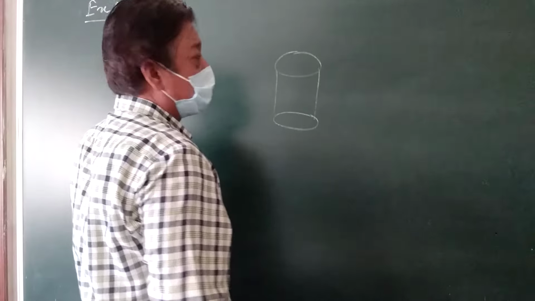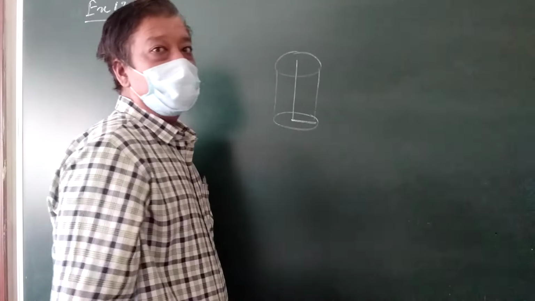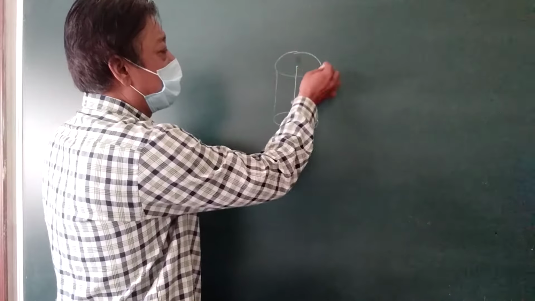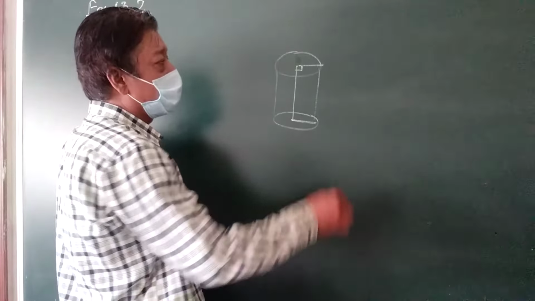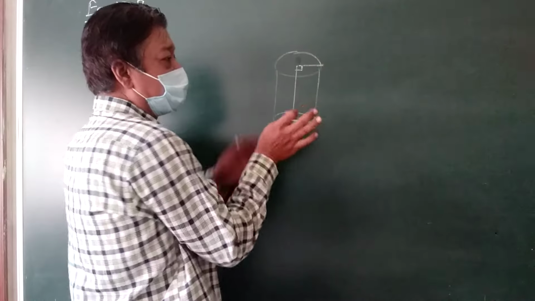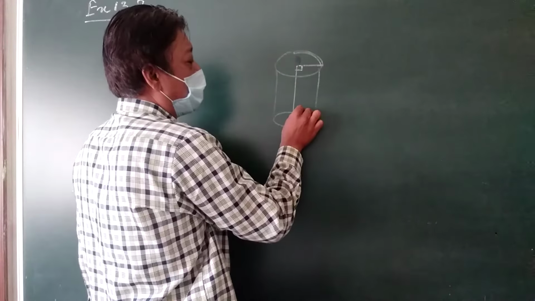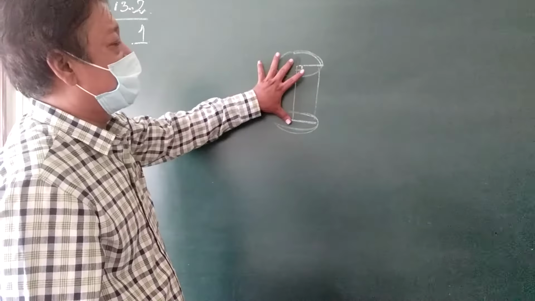In 9th standard, whatever we are taught, we will always talk about the right cylinder. Whenever the word cylinder is given, that is the right circular cylinder, in which this angle is always equal to 90 degrees. On top and bottom there is a circular part. These two are circular.